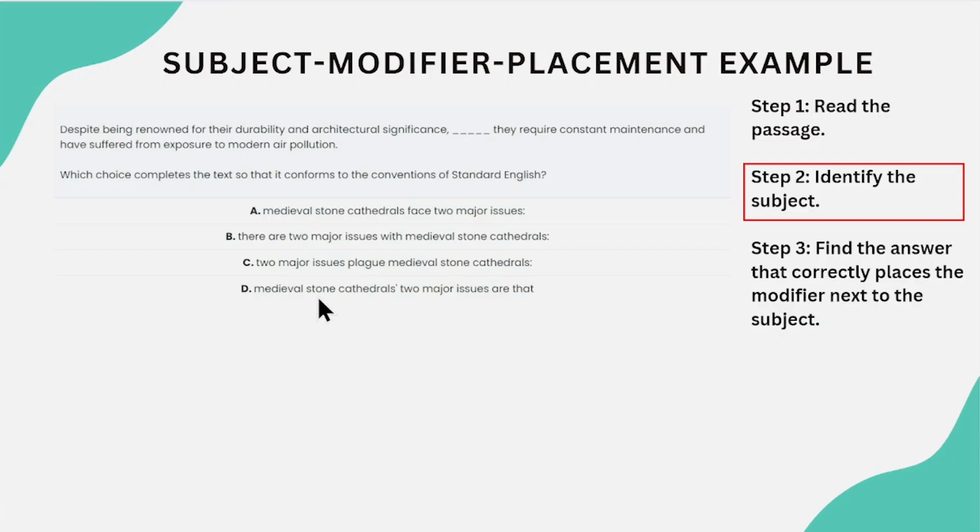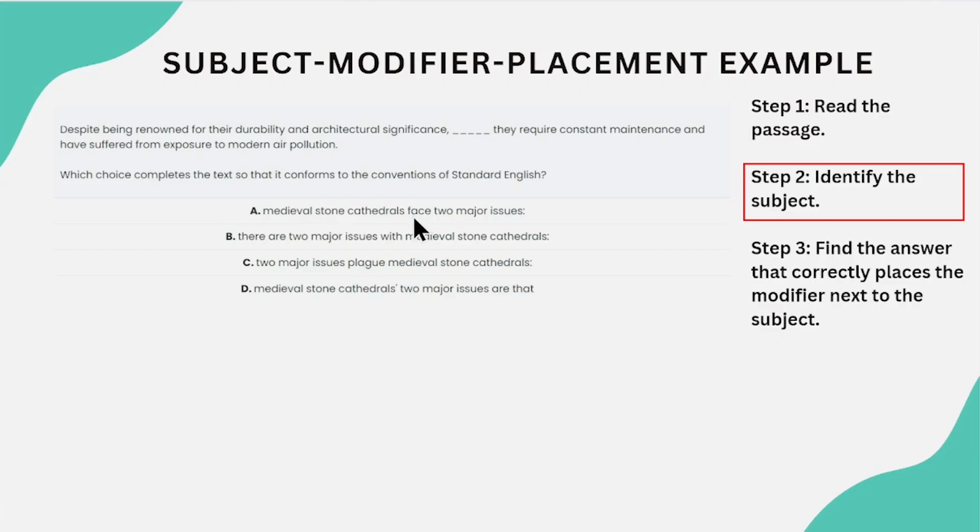So it says medieval stone cathedrals. It sounds right, but it's actually not talking about the medieval stone cathedrals. It's talking about the major issues of these. So the actual subject in this case would be the two major issues that are of the medieval stone cathedrals. Make sure it's not having any apostrophes and it's not essentially being a possessive. So A is the correct answer, as here's the modifier and here's the noun that comes straight after it.